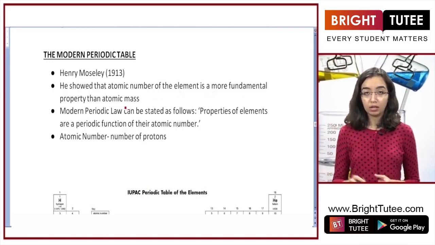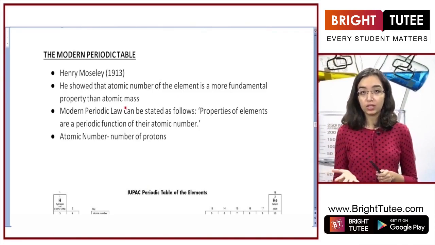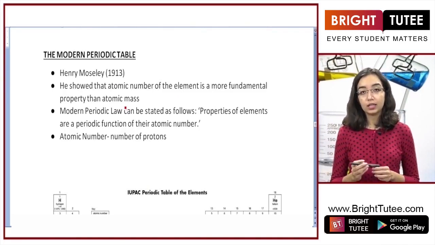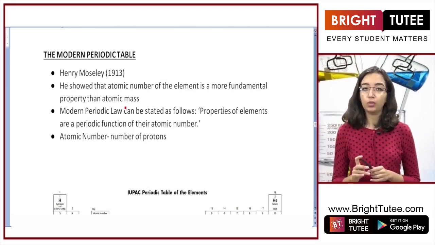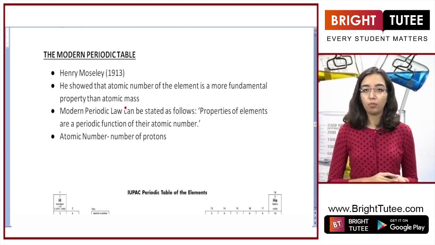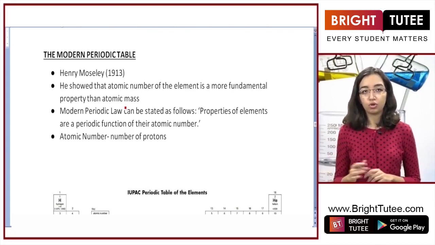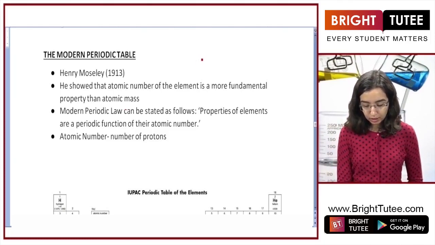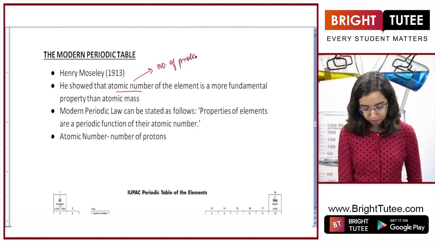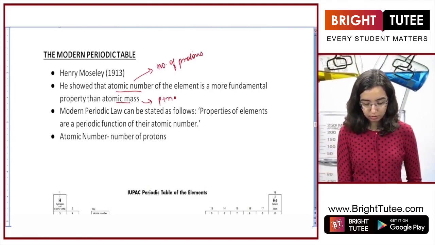Atomic number determines the number of electrons in the outermost shell, and that is why he said that it is a more fundamental property of an element as compared to atomic mass, which is the sum of the number of protons and the number of neutrons inside the nucleus of an element. For review's sake, atomic number is the number of protons and atomic mass is the number of protons plus neutrons.